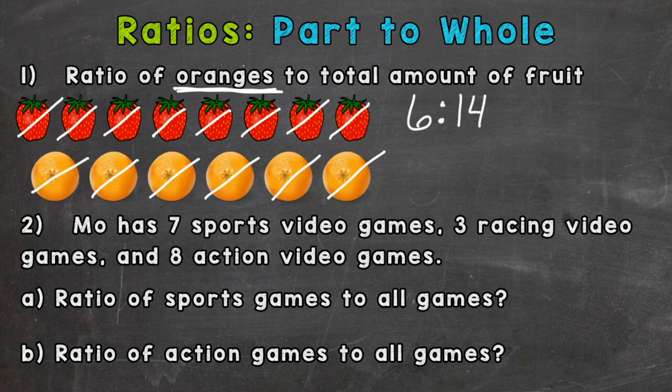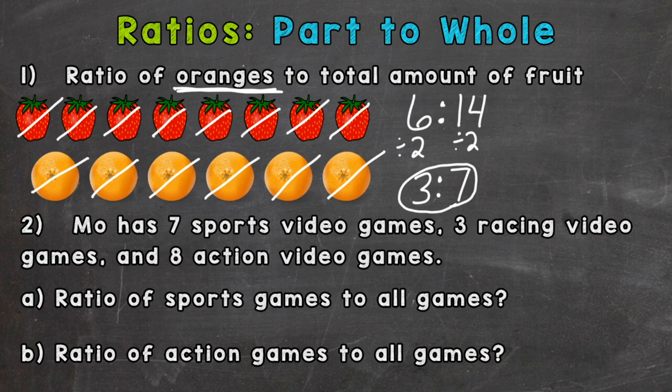Now this ratio can be simplified. 6 and 14 have a greatest common factor of 2, so let's divide them both by 2. You always want to simplify your ratios if you can. So 6 divided by 2 is 3, and 14 divided by 2 is 7. So our simplified ratio would be 3 to 7.